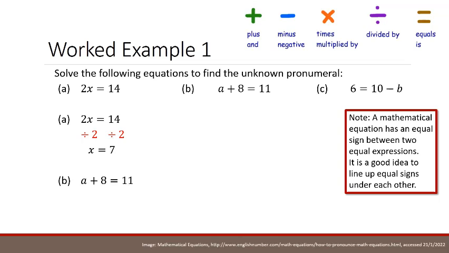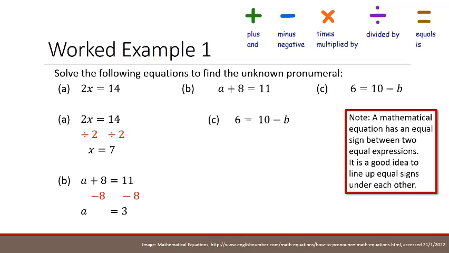Part B, a plus 8 equals 11. In this case, we're going to subtract 8 from both sides, and the reason for that is we don't want the number on the left. We want all the numbers to the right and the pronumeral by itself on the left. So on the left we have a, and 11 minus 8 is 3.